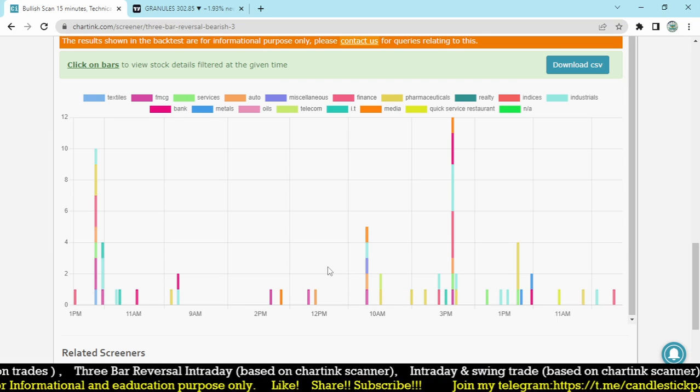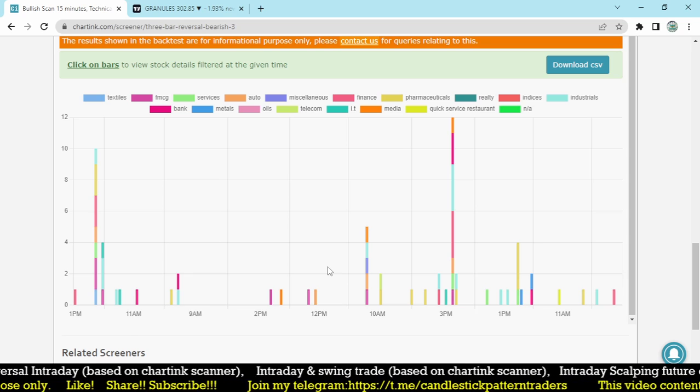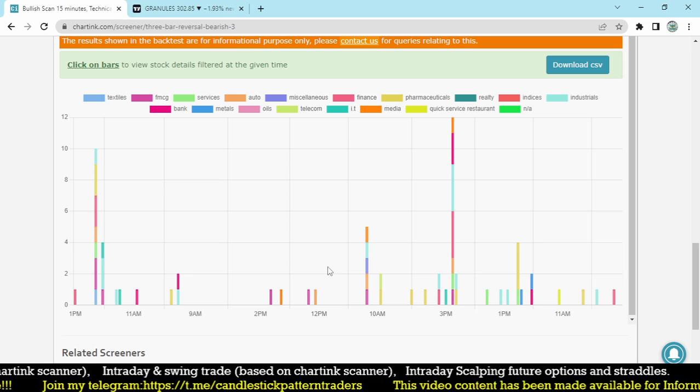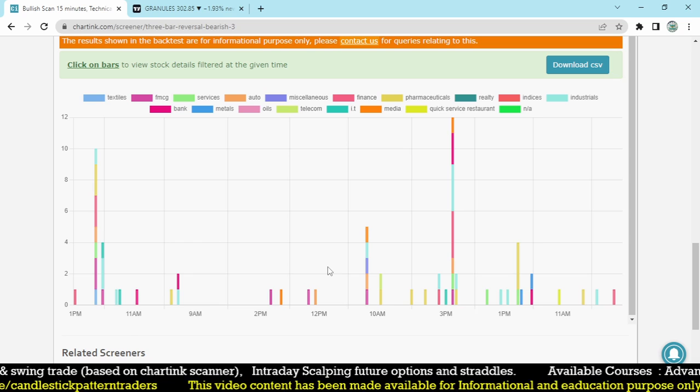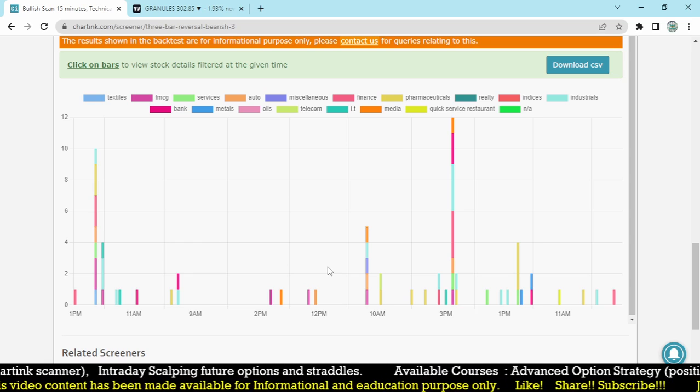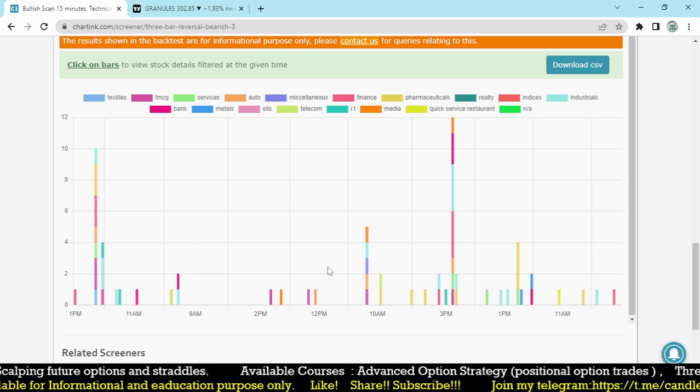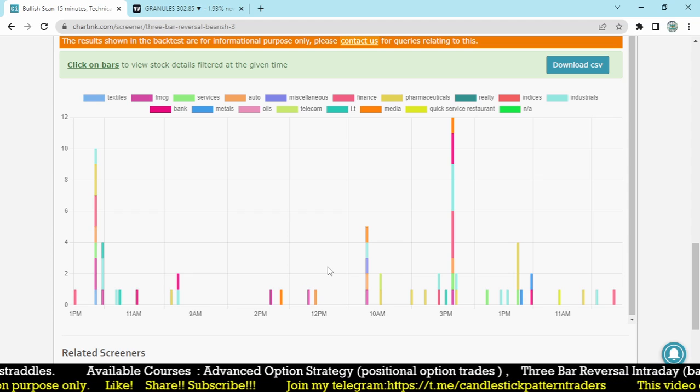So I hope you understand how to do that with the 3-bar. We have a recorded course for the 3-bar reversal, which helps with the scanners and screeners we can use for intraday and positional. That is also available.